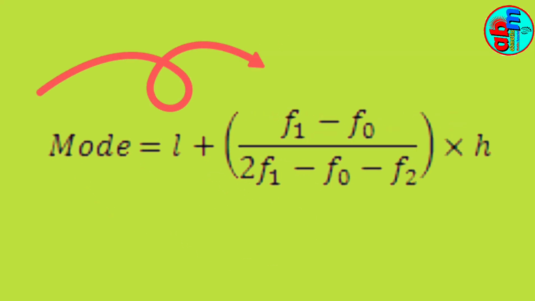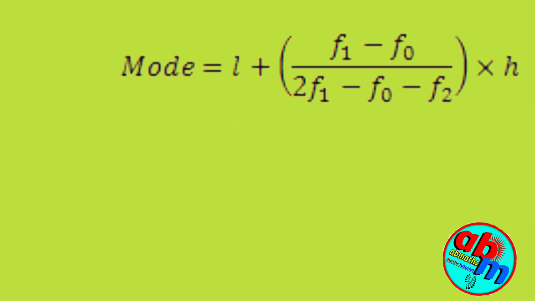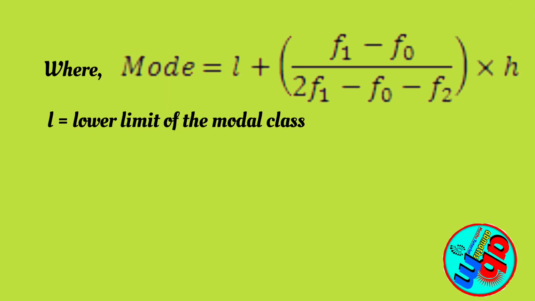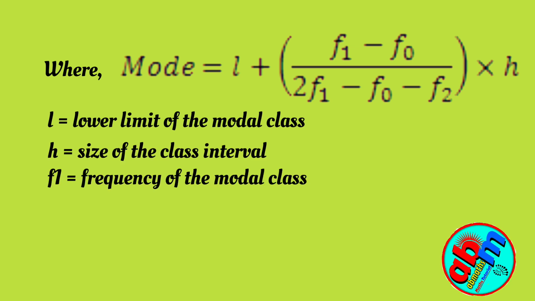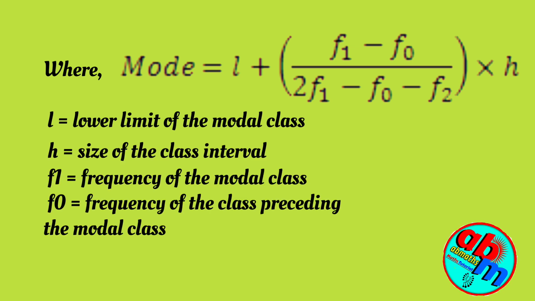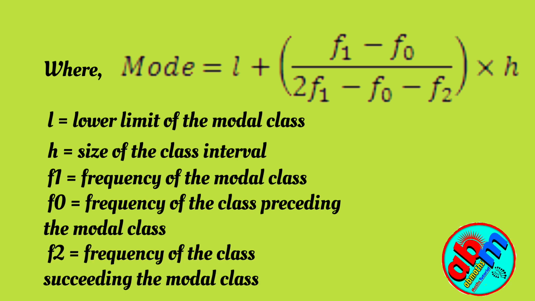Mode is equal to L plus (F1 minus F0) divided by (2F1 minus F0 minus F2), into H, where L is the lower limit of the modal class, H is the class size of the modal class, F1 is the frequency of the modal class, F0 is the frequency preceding the modal class, which is always to the left, and F2 is the frequency succeeding the modal class, which is to the right. To understand this better, let us go to the exercise and solve some problems.